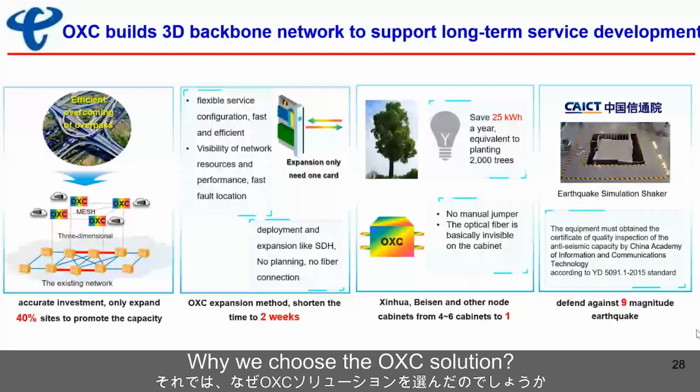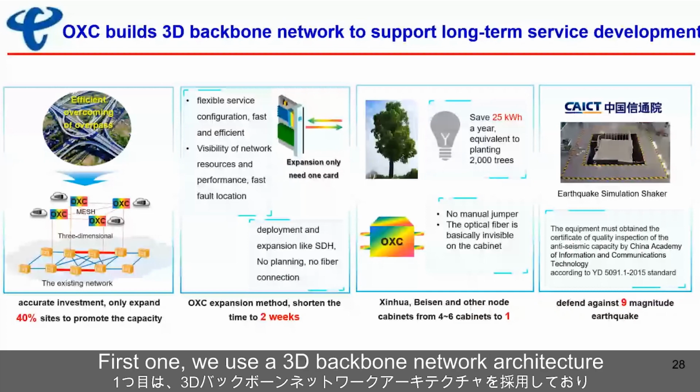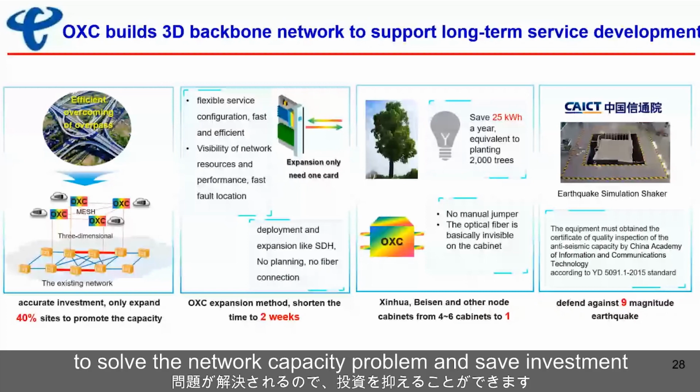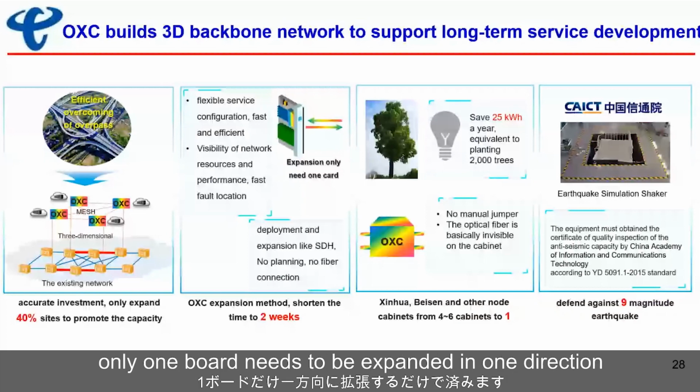Why did we choose the OXC solution? The solution brings 3 benefits to us. First one, we use a 3-dimensional backbone network architecture and only need to expand 40% of high traffic sites to solve the network capacity problem and save investment. The second, based on OXC's highly integrated platform, only one board needs to be expanded in one direction.